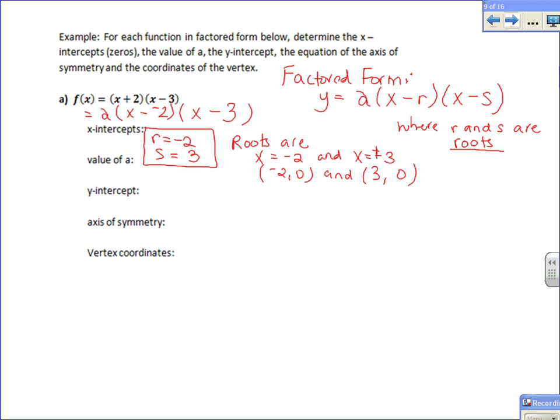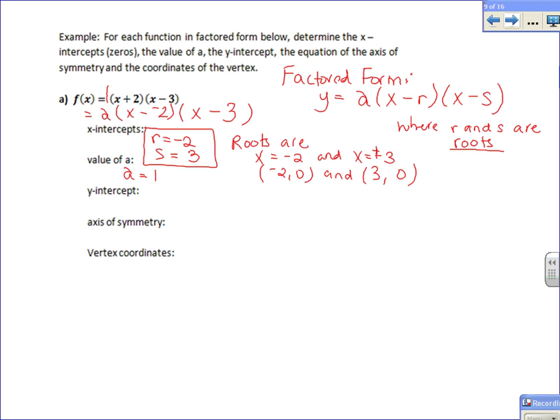The value of a: if you compare factored form, the red equation that I've written, to the equation above it, I see that a is simply equal to 1. There's a little 1 right here that has not been written in, but a is equal to 1. If I don't see another number there, then I know a is equal to 1. If there is another number there, like a 2 or 3, then a is equal to whatever number I see in front of the brackets.